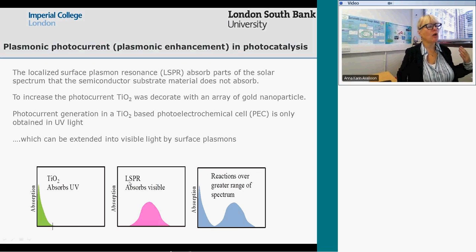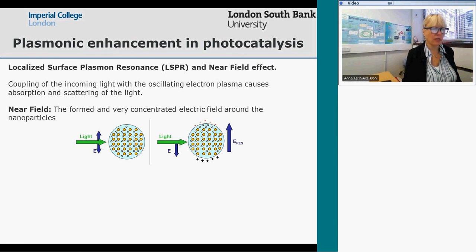Utilizing the local surface plasmon, i.e. placing a surface plasmon on the surface, we can then utilize absorption into the visible light, and together we are spreading reactions over a greater range of the spectrum. So that was the aim of this route of the technology. And for solar cells, we were looking into the scattering mechanism.